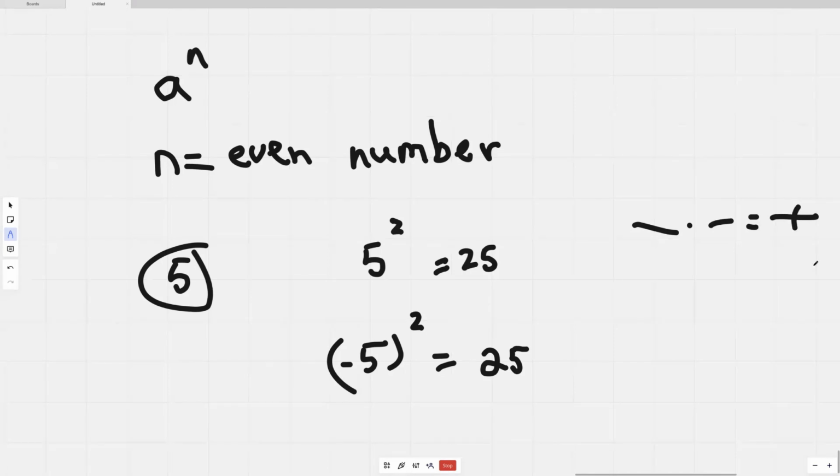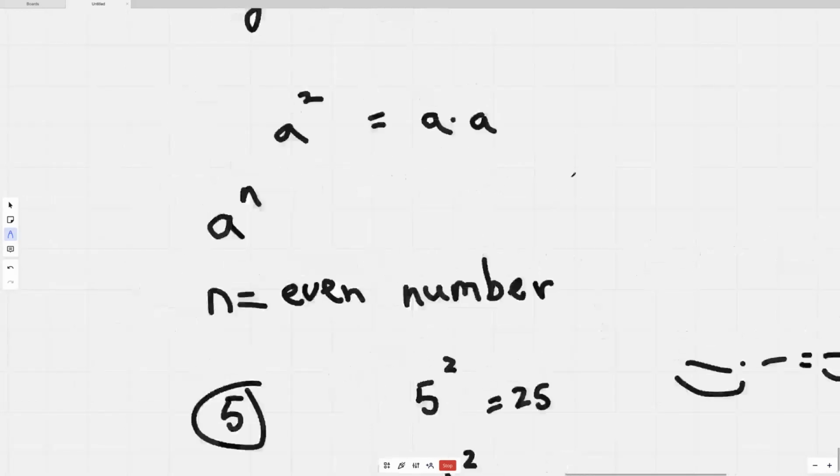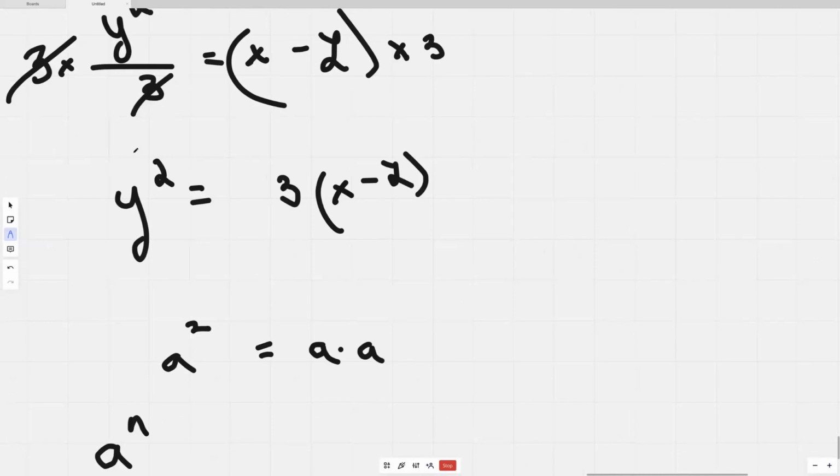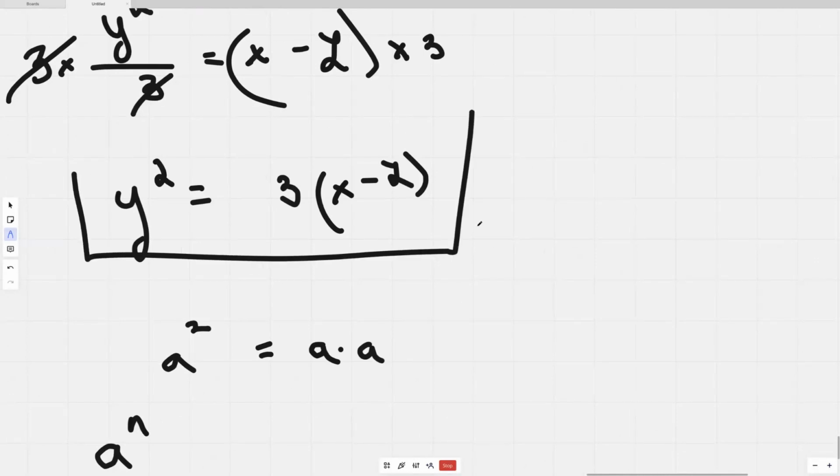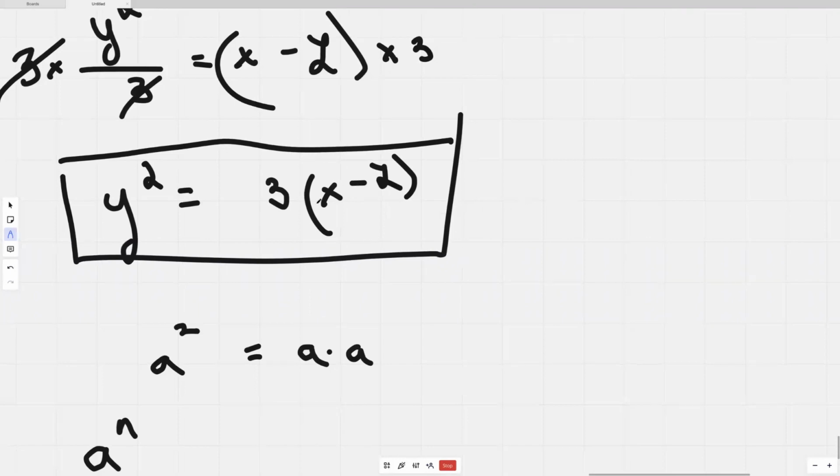Negative sign multiplied with negative sign is equal to positive sign. So that's why if a number's power is even, we have to take the positive answer and the negative answer as well. So in here, what we found is y squared is equal to 3 multiplied by, in the brackets, x minus z, right? And then we have to take the positive answer and the negative answer as well.